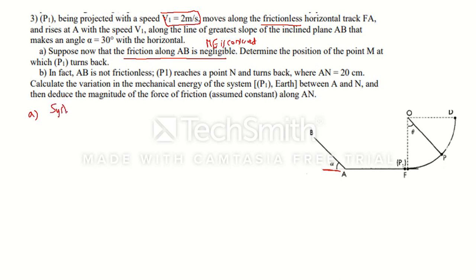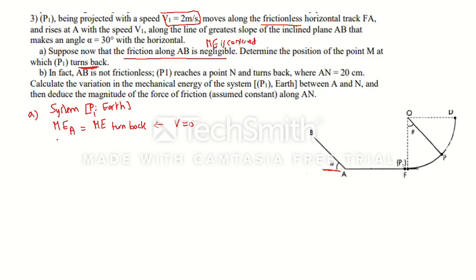So the system is P1 and the Earth, and we know that there's no friction. This means ME is conserved. So ME at the point A is equal to ME at the point where it will turn back. When a particle turns back, this means it reached the highest point. So this means at this point, the speed is equal to 0.